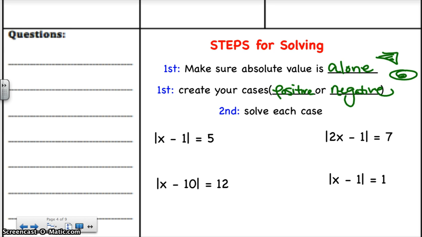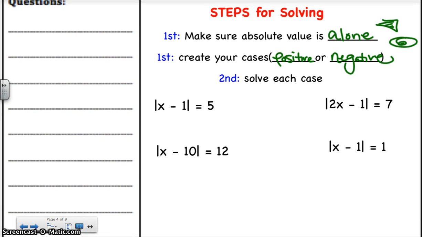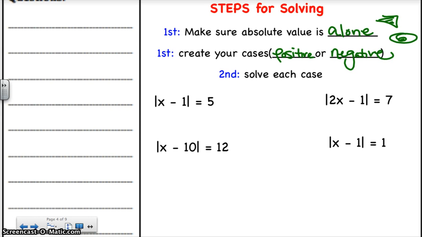And then solve. So it's kind of like the compound where you're solving two separate situations. It's going to be like that. Watch me do this first one. Don't copy yet, okay? This is the absolute value of x minus 1 is 5. So I'm asking myself, what inside here is 5 away from 0? So I create my cases.